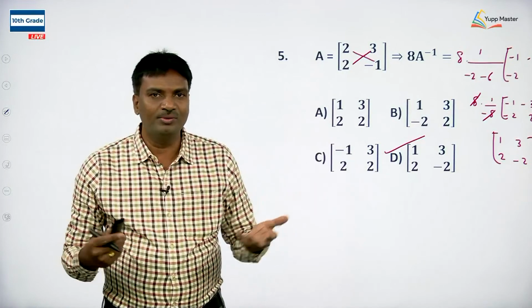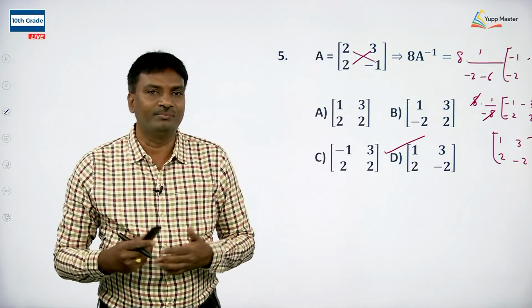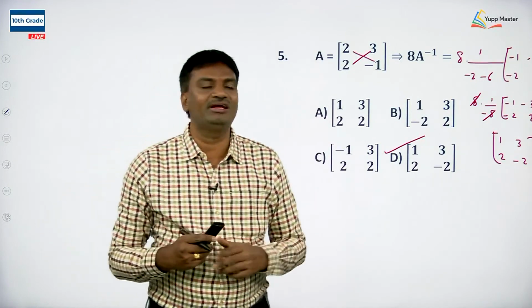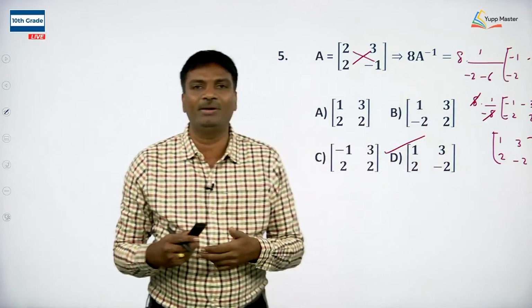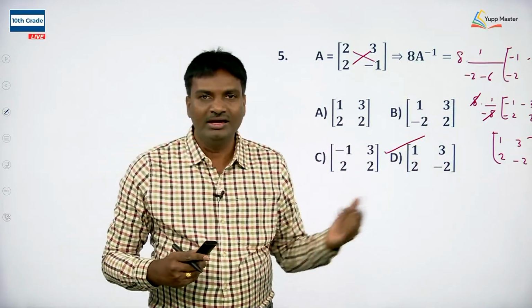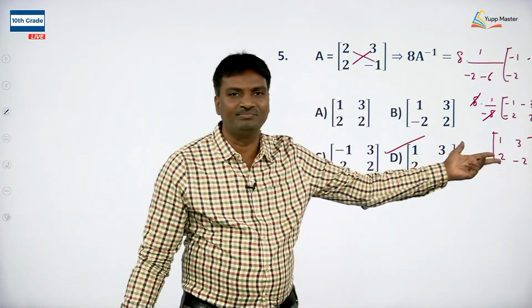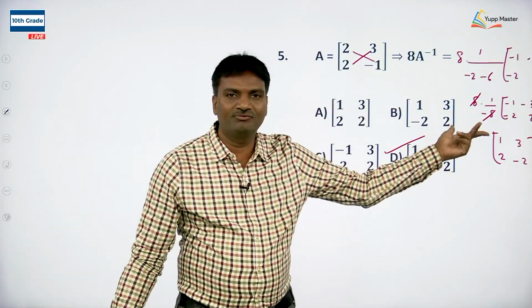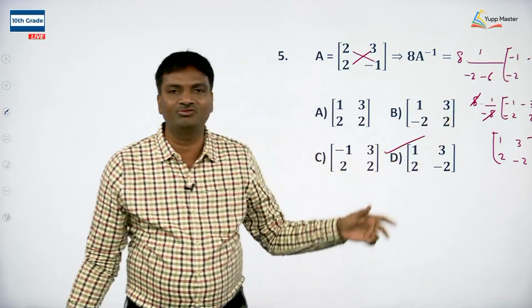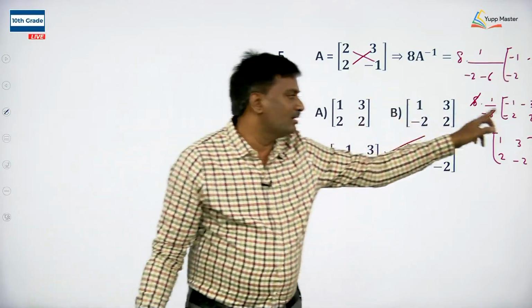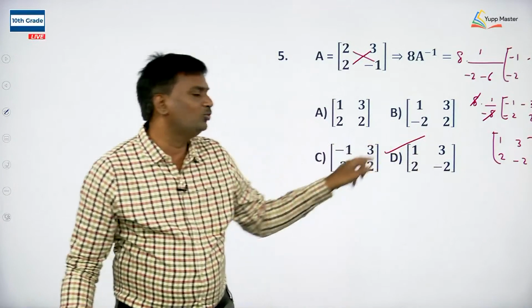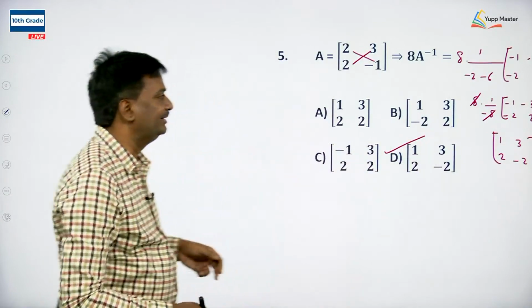In the above two problems, we found A inverse. Here also we have to find A inverse. After getting A inverse, we have to multiply that by 8. 8 into A inverse. Here A inverse is nothing but 1 by AD minus BC, D, minus B, minus C, A. So by applying that formula, 8 gets cancelled, we have minus 1. If you multiply each element of this by minus 1, we get 1, 3, 2, minus 2, that is option D.